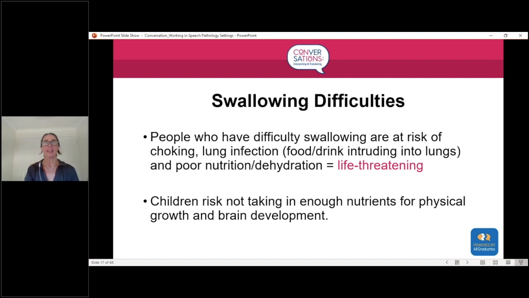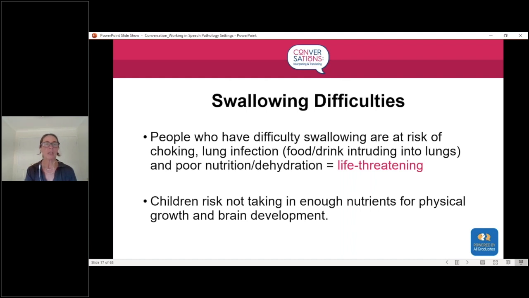It's quite a serious area of practice because swallowing difficulties can actually be life-threatening. People who have difficulty swallowing are at risk of choking and lung infection. That's where you'd get a piece of food or drink that goes down the air pipe into the lungs instead of down the esophagus into the tummy. It also can put you at risk of poor nutrition and dehydration. So it's actually a really serious area of practice.